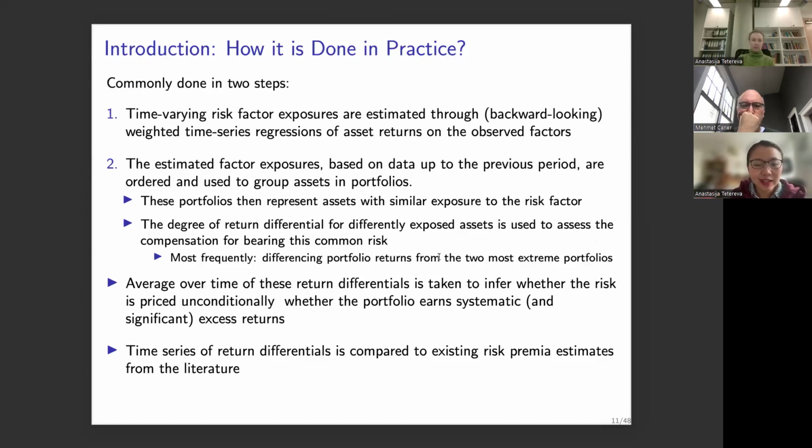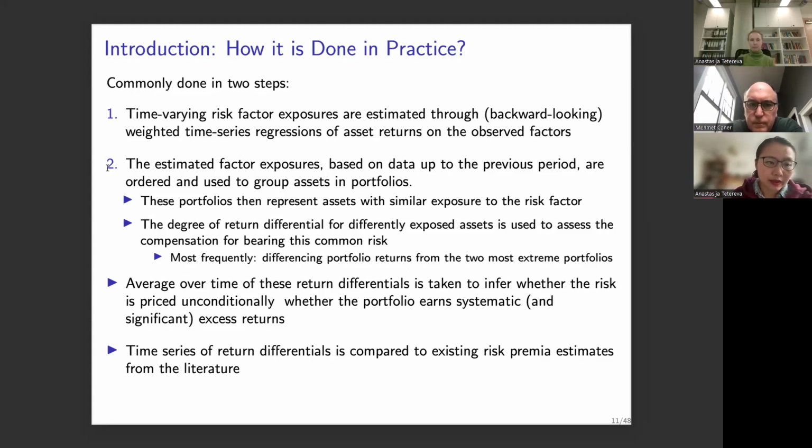Starting to translate what people commonly do in practice. Let me repeat the procedure again. So first, the time-varying risk factor exposures are estimated through a backward-looking weighted time series regression of asset returns on the observed factors. It's very important that we only use a backward-looking window. So essentially, if you translate this into econometrics language, the kernel should be one-sided. And usually the current observation should not be included in the regression.